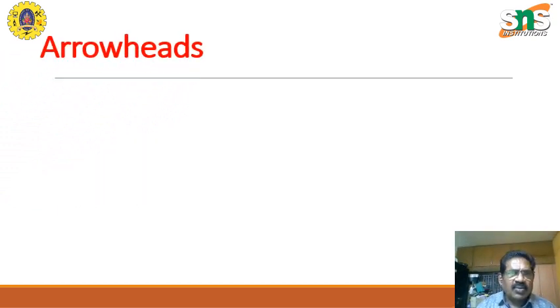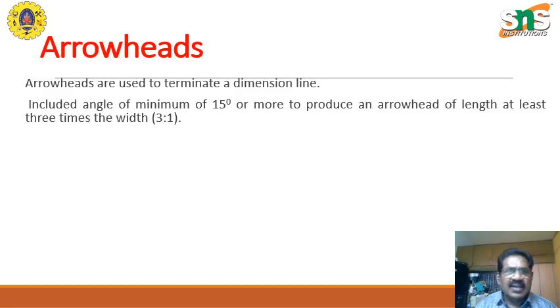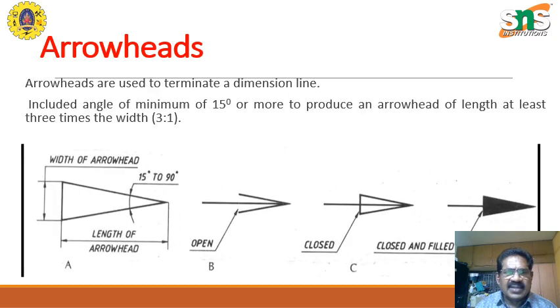Okay, then we have the arrowheads. The arrowheads are shown here. Arrowheads are used to terminate the dimension line, and this is the dimension line, and this is how it has to be drawn. Students must take pains to draw the arrowheads properly. It could be an open arrowhead or a closed arrowhead, or you can have an arrowhead which is filled up. Generally, the included angle of the point of the arrow is 15 degrees, and the length of the arrowhead is 1 to 3 times. If the width is 1, then the length must be approximately 3 times.